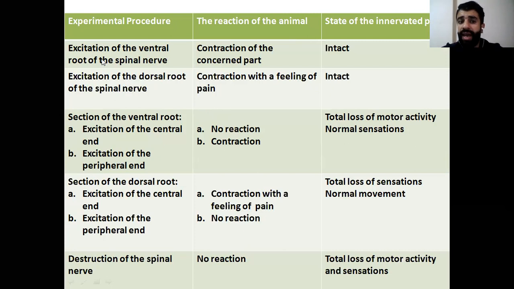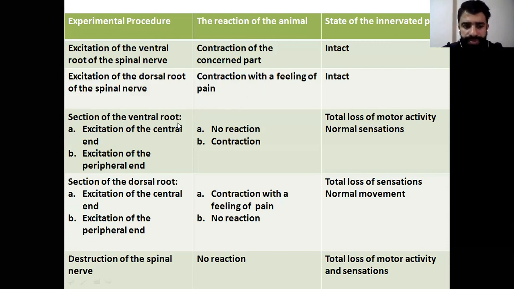So first, excitation of the ventral root of the spinal nerve gives contraction, meaning that the ventral root has a motor function, since contraction is considered a motor function. Whereas excitation of the dorsal root gives contraction with the feeling of pain. Feeling of pain is related to sense, so it has a sensory function.